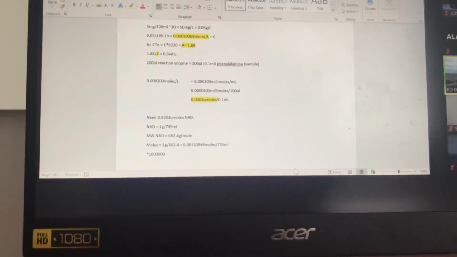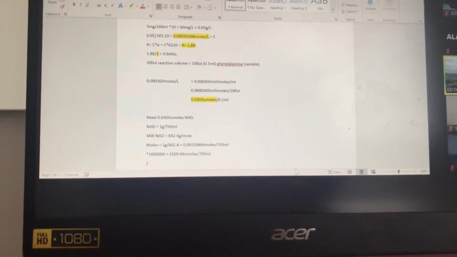And we get to 1,509.66 micromoles in 745 millilitres. So now we know how many micromoles we have in total dissolved in that total volume of liquid. And we only want this number of micromoles, 0.03, so we don't need to use 745 millilitres, which is probably a good thing. So let's work out how many micromoles we have in a millilitre.